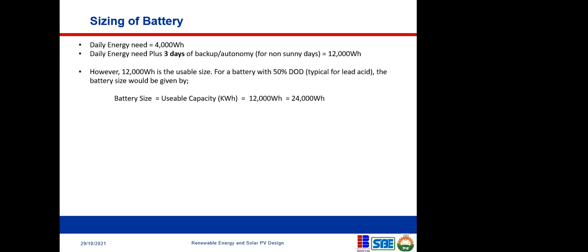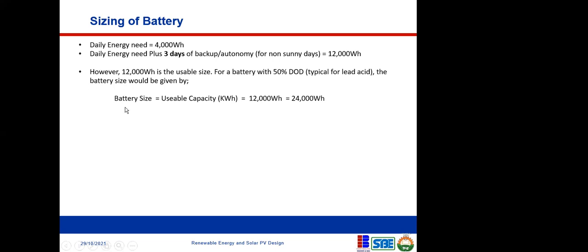And 50% is very typical for lead acid batteries. If you're using a lithium ion battery, it can go as high as 90%. It can give out as high as 90%. Those are the differences in terms of battery categories. So now let us do the battery sizing.